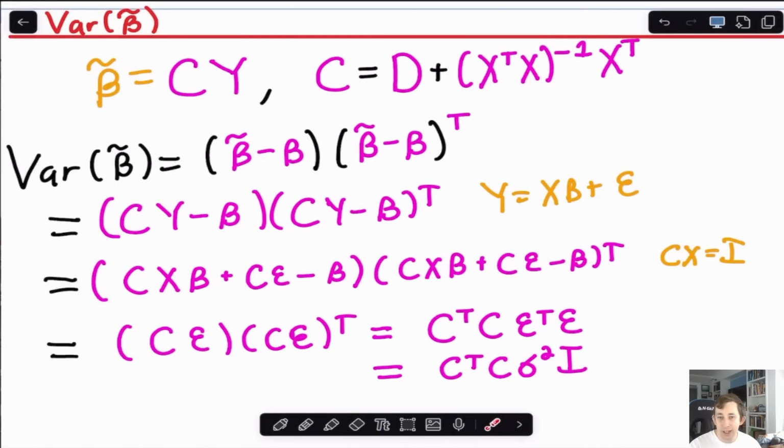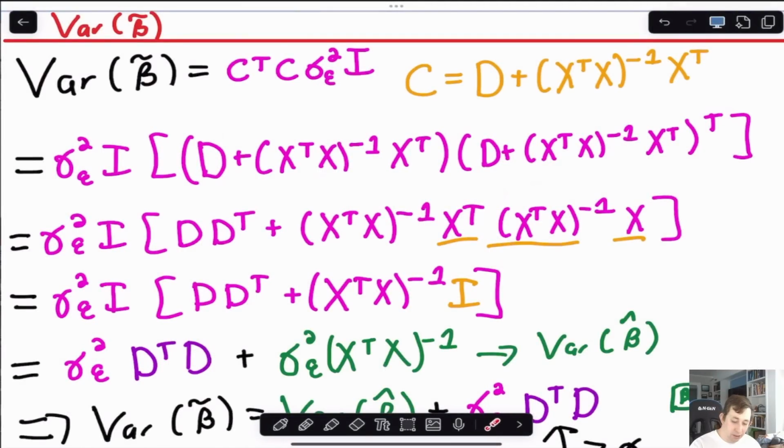Now I'm just going to figure out the variance of beta tilde. It's going to look very similar to what I did for beta hat. When I get to this step right here, all I've done is start with beta tilde minus beta, and I'm going to plug in that y equals X beta plus epsilon. That's going to give me these terms right in here. Now I'm going to say that CX is equal to the identity matrix. Once I do that, I'm going to have C epsilon times C epsilon transpose, which is going to look something like this. And I know that epsilon transpose epsilon is just sigma squared times I. So now my variance of beta tilde is equal to this guy right here.